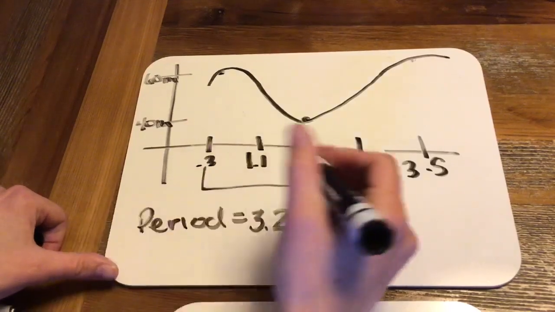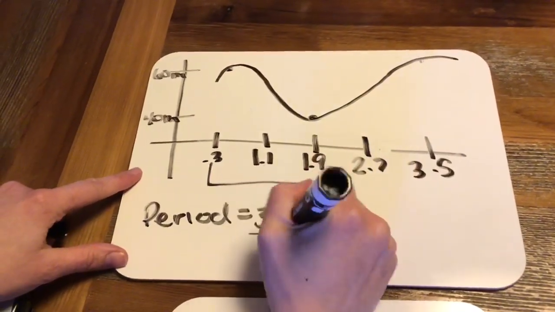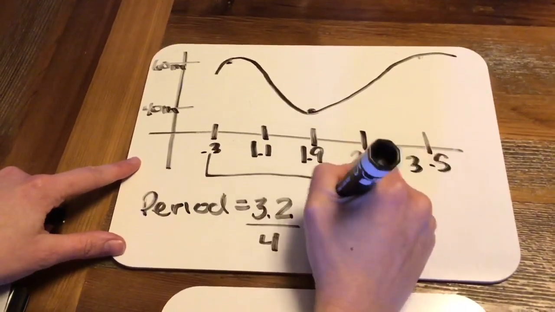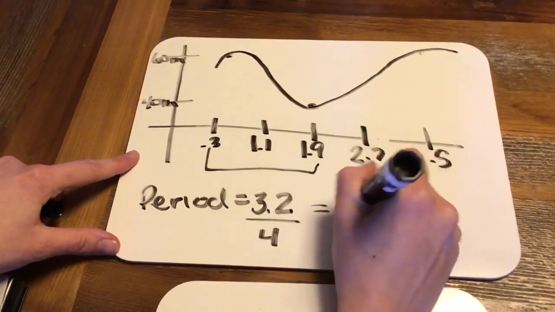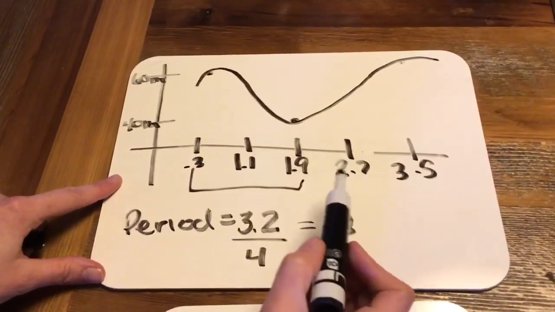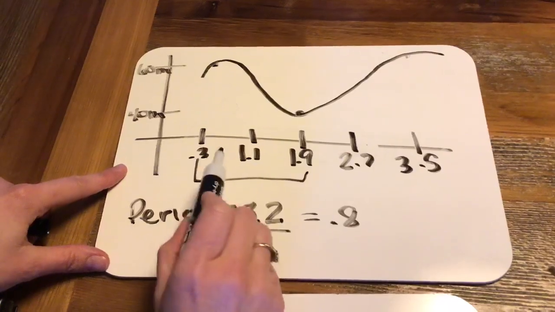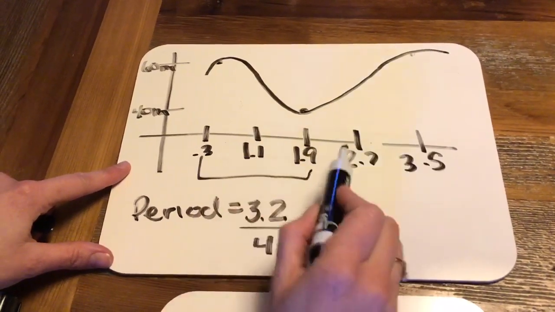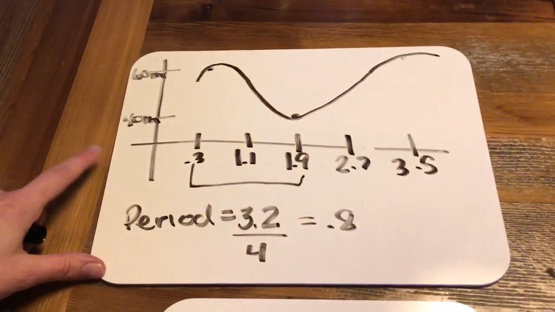So then I went ahead and I took that and divided it by 4 to figure out my intervals, okay, which becomes 0.8. And I use that to go backwards and get my other numbers here. So 0.8 in between here, 0.8 in between here, and so on, okay?